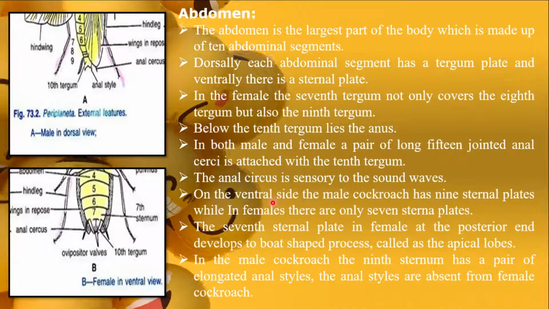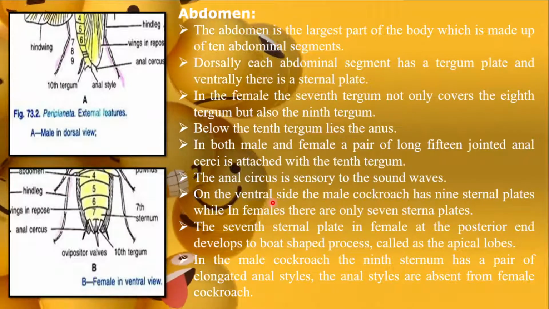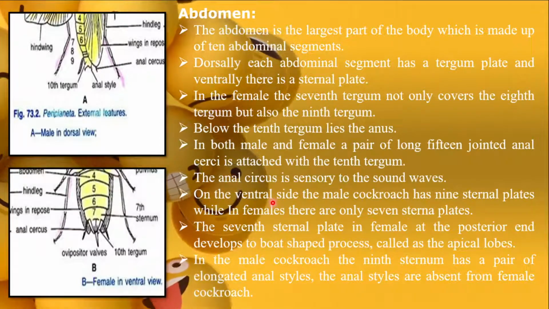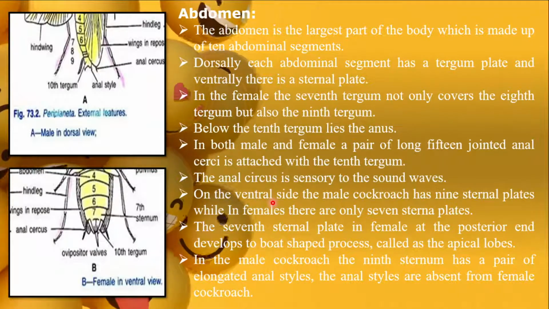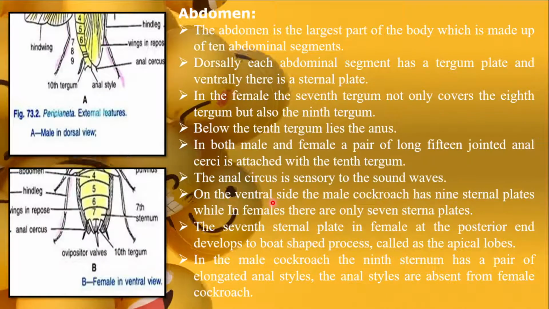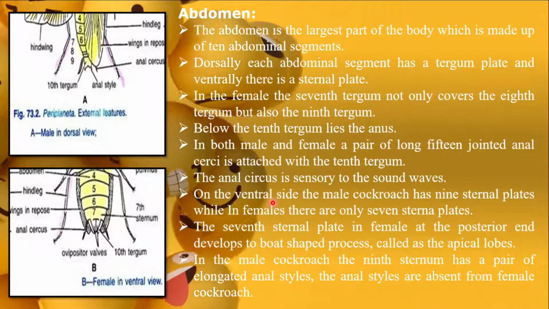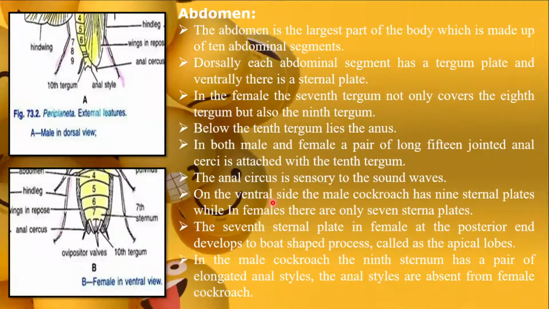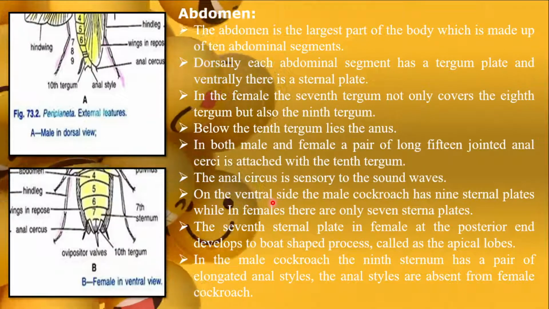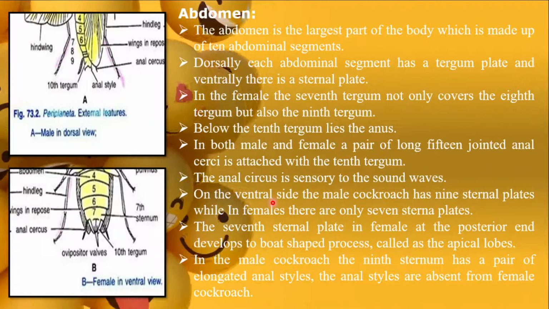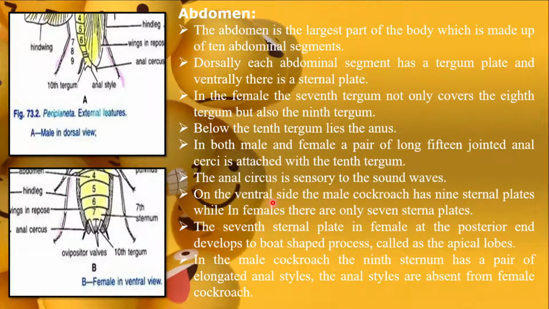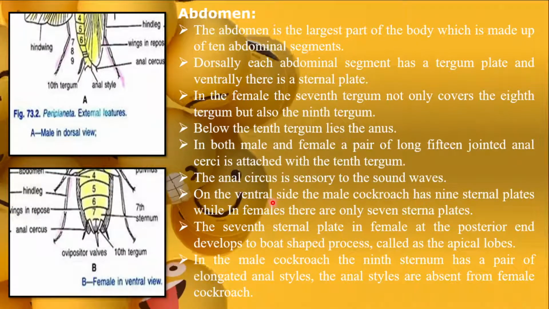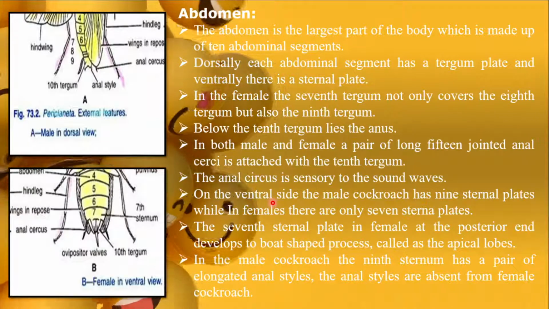So now the third part. See, the head region we have studied. The second part, the main body part, the middle portion, is the thorax, which is made up of three body segments, prothorax, mesothorax and metathorax, in which two pairs of special appendages are present, which are wings and legs. So in that portion we have studied the structure of wings and the structure of legs. Now the third main portion of the body is the abdomen.